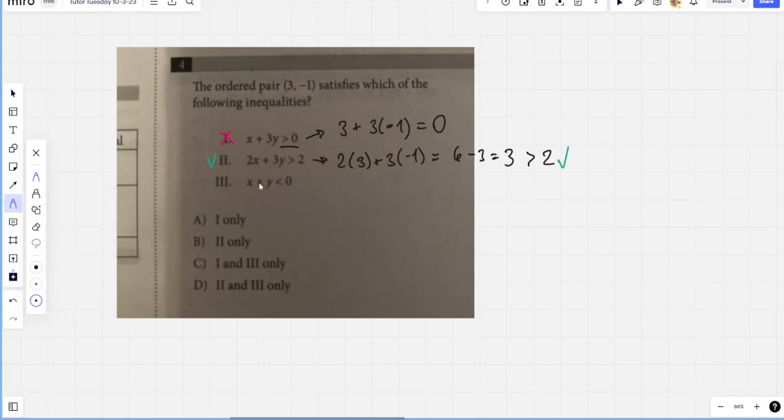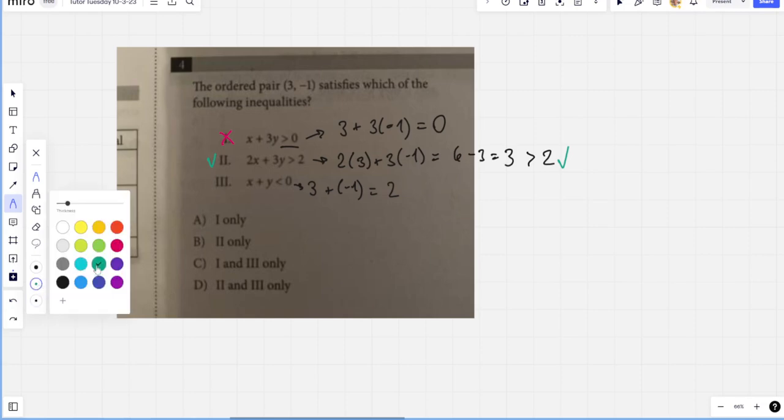Last one, x plus y is less than 0. So we get 3 plus negative 1. That's equal to 2, which is not less than 0. So I'm going to cross that one out as well. So the answer for this one is just going to be 2 only.